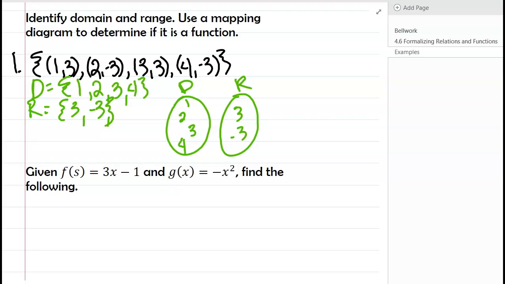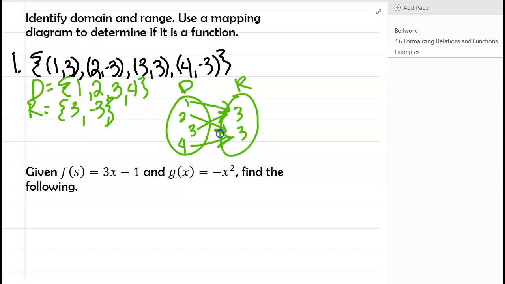And the mapping diagram is really simple. You go back to your ordered pairs, and this says to map 1 to 3. So you just draw an arrow from 1 to 3. You map 2 to negative 3. You map 3 to 3, and then 4 to negative 3. That's a mapping diagram.